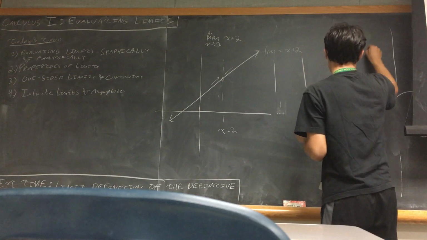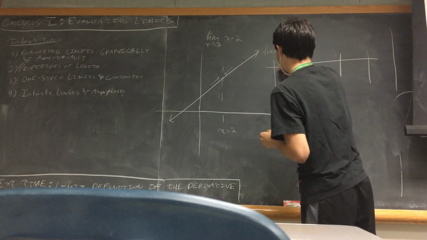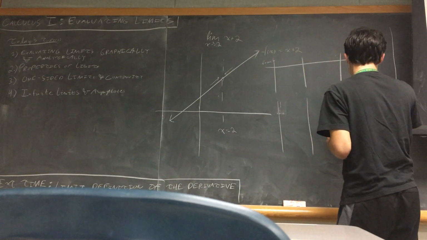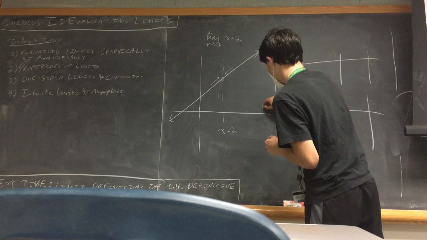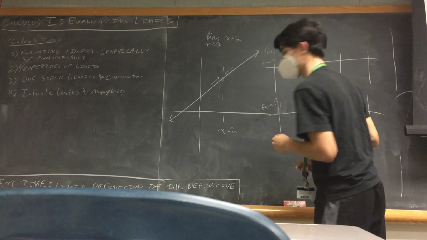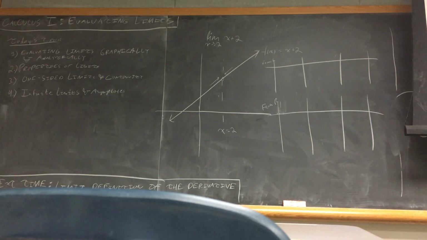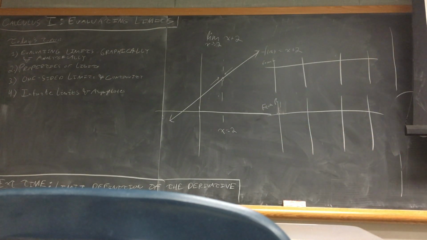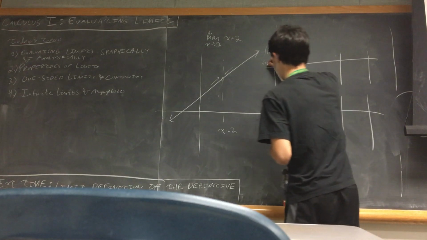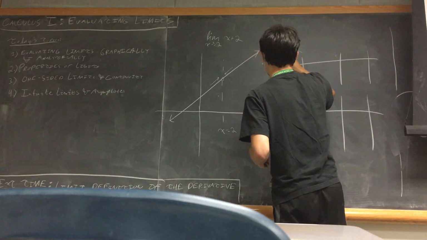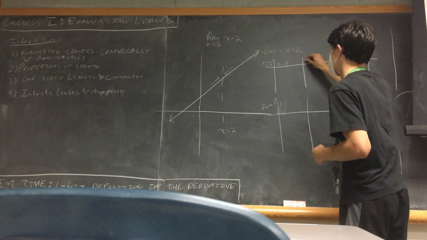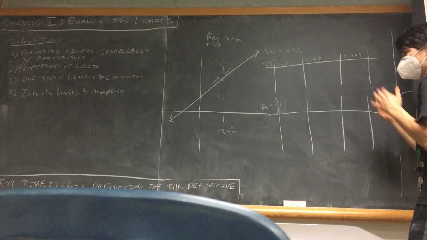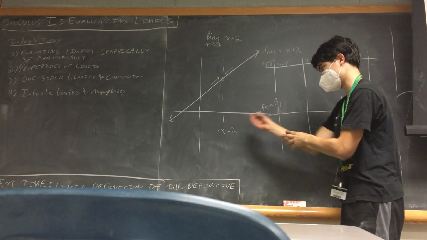One here for approaching from the left, and one here for approaching from the right. So let's say from the left, as we're approaching 2, we have 1.8, 1.9, 1.99, and 1.999. As you can see, at each step, we're making our x closer and closer to 2.